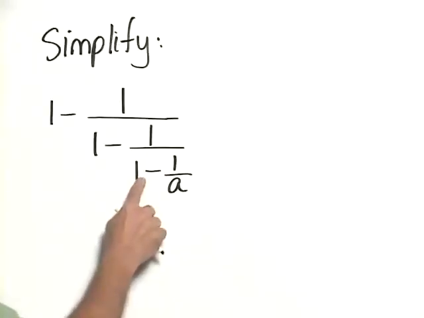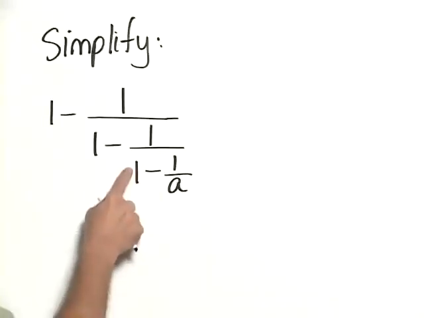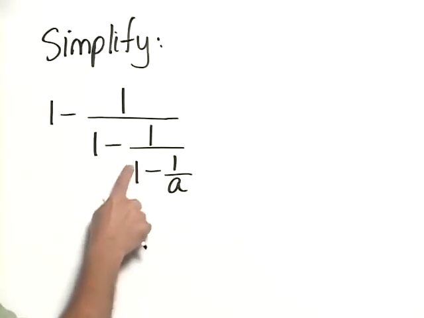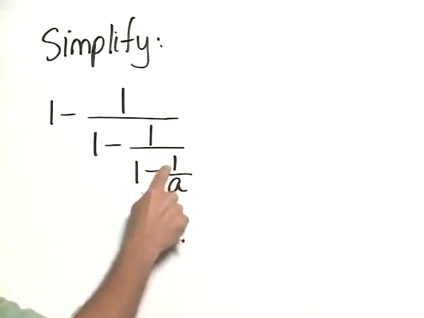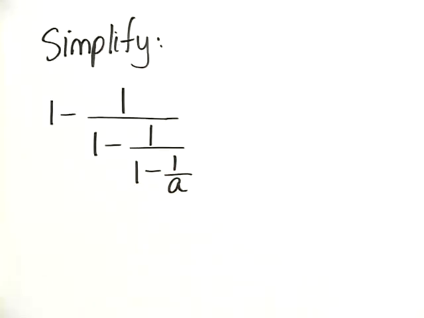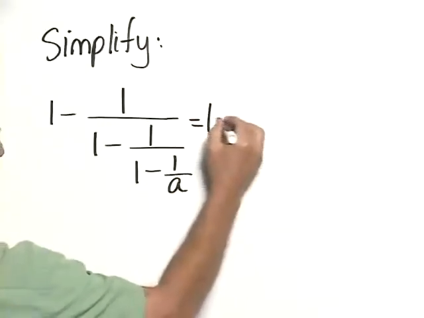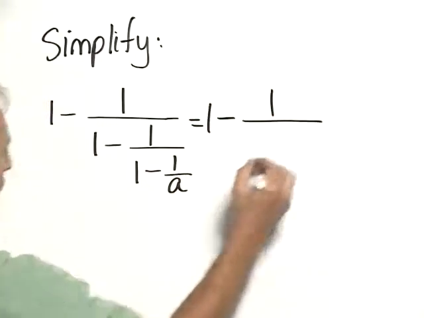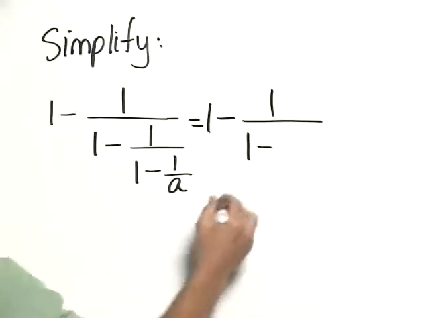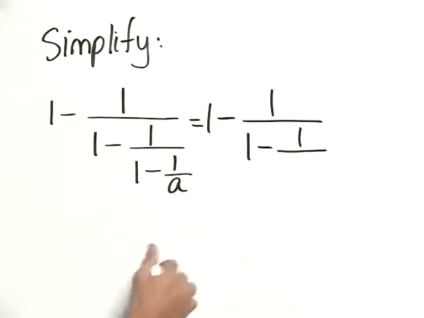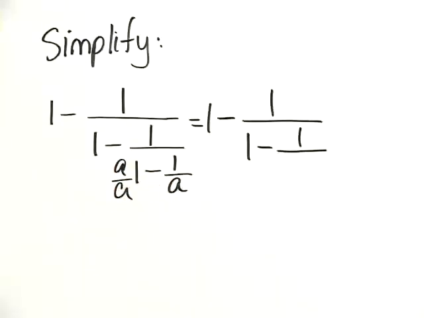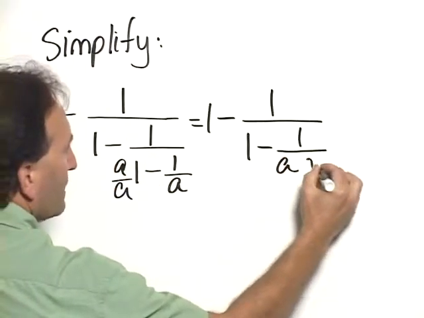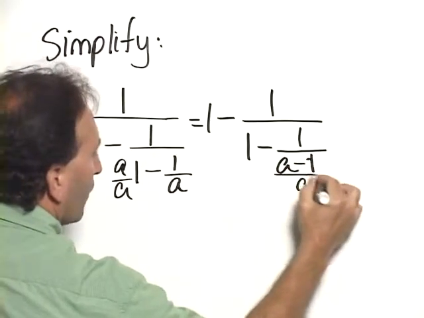In order for us to do the subtraction, we would have to rewrite 1 as a over a, because then we have the same denominator. We'd have a over a minus 1 over a. And so now I'm going to simplify this. Remember, this is a over a, so it becomes a minus 1 over a.